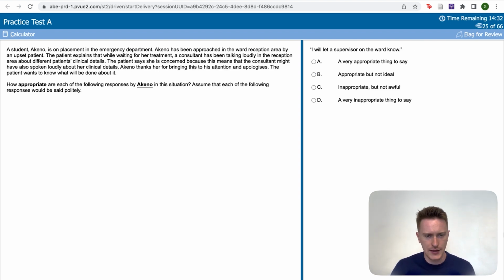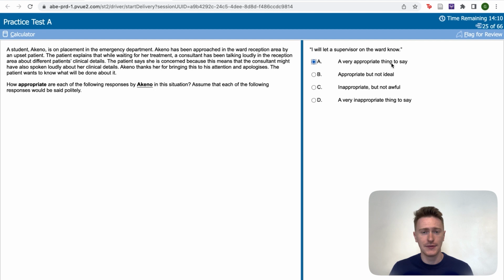Okay, Akeno is on a placement in the emergency department. He's been approached by a patient on the ward, upset. They're talking loudly about the clinical details. They're concerned because it may mean that they've been talked about. Thanks for bringing attention to it, apologies. The patient wants to know what will be done. Okay, I will let the supervisor on the ward know. Clearly, that's what you're going to do.